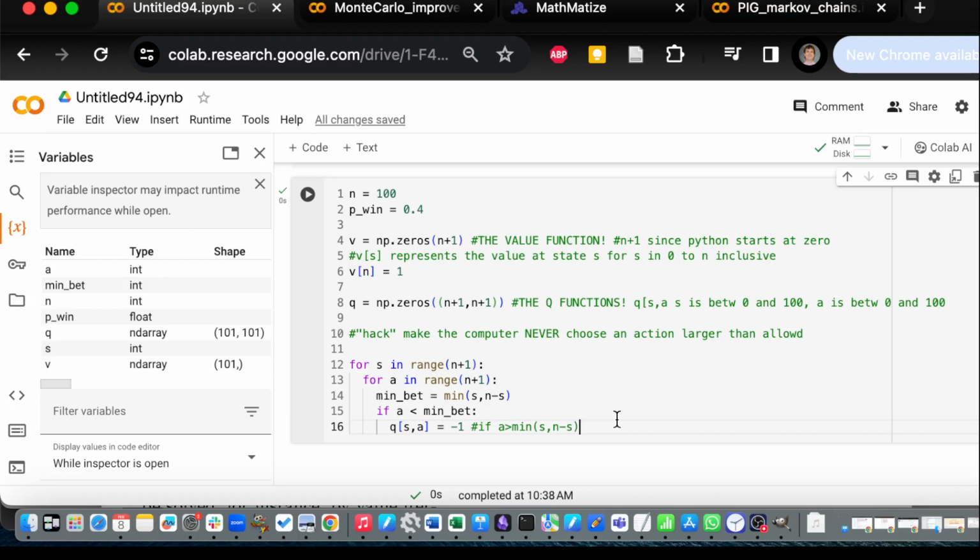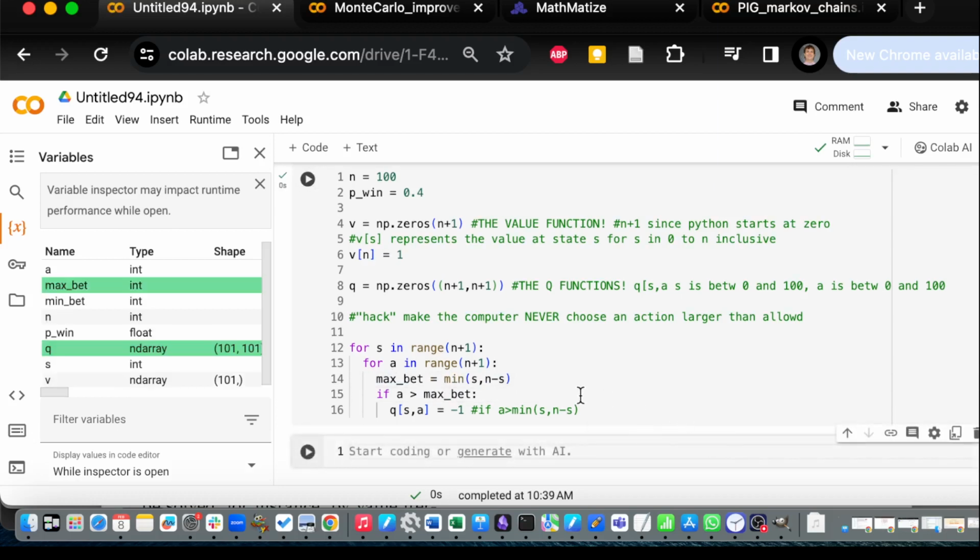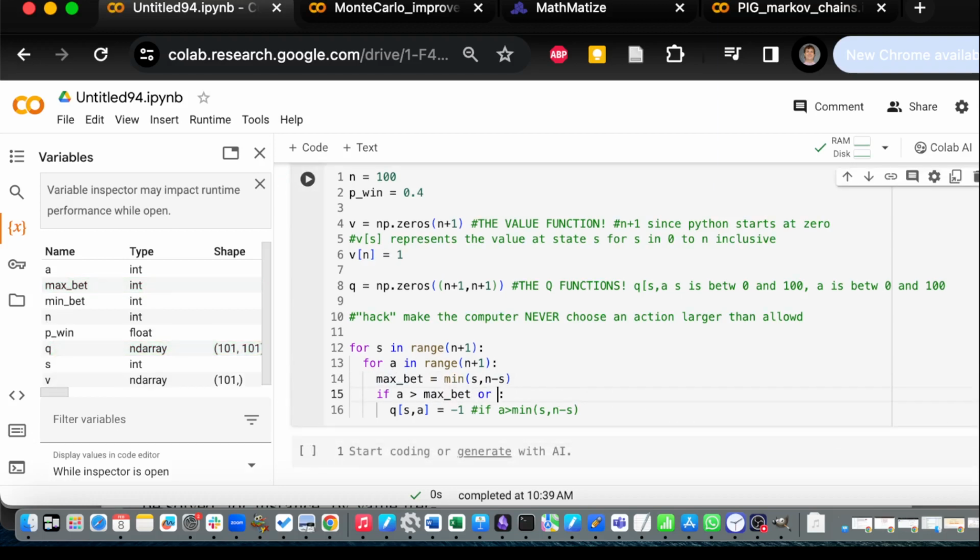Yeah. Should it be greater than instead of less than? Yes, that's very good. Amazing. Yeah, this is not the min bet. This is the max bet. Okay. Great. Max bet. If you're greater than the max bet, then you go to jail. Not less than. Okay. And actually, let's also forbid a equals 0.